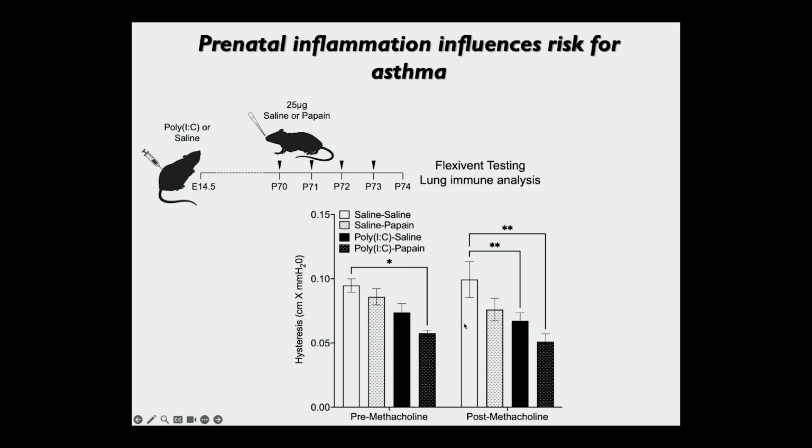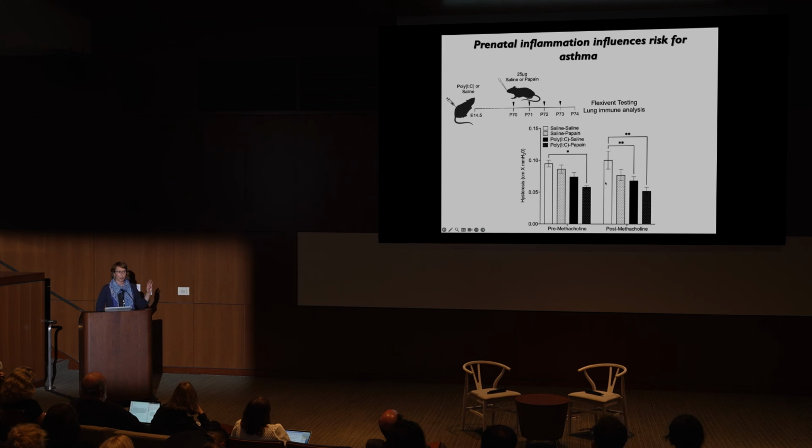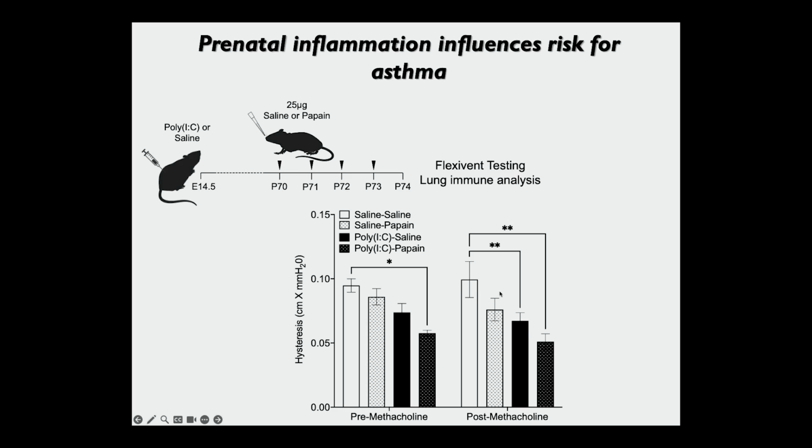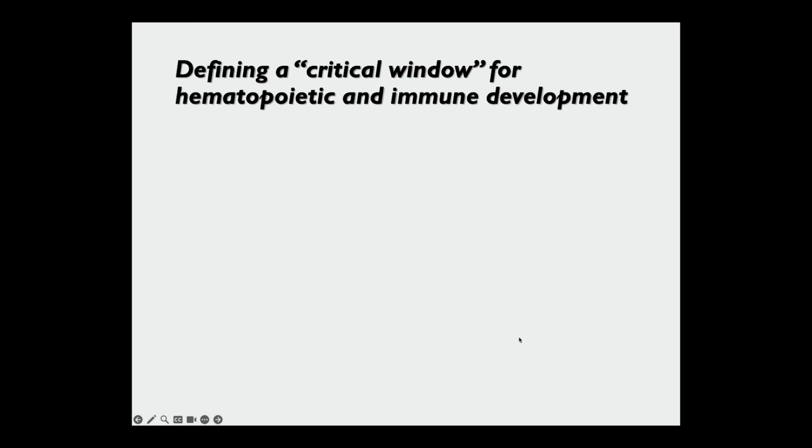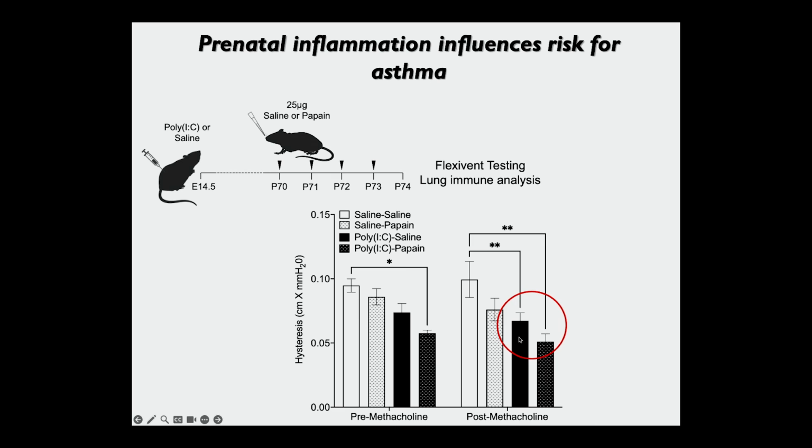And that is not surprising because black 6 mice are notoriously difficult to get testing on the flex event. We were told, don't even bother. Diego bothered. And now he's getting effects of both post-methacholine for poly-IC saline and poly-IC papain. And we really think that these are mediated by our ILC2s, where our ILC2s are the only cell type significantly expanded in both of these settings.